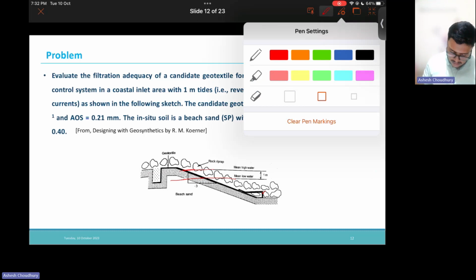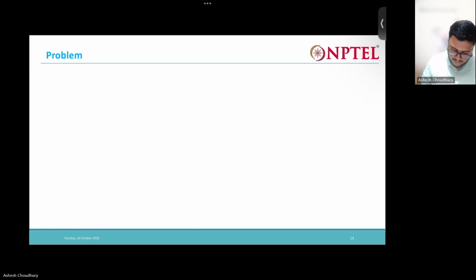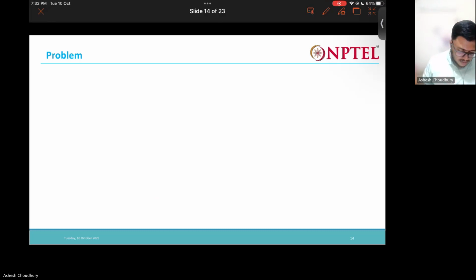So this is the geotextile. Initially water was here, then water came here. So tide: the water recedes from here to here. Then we need to calculate permittivity.